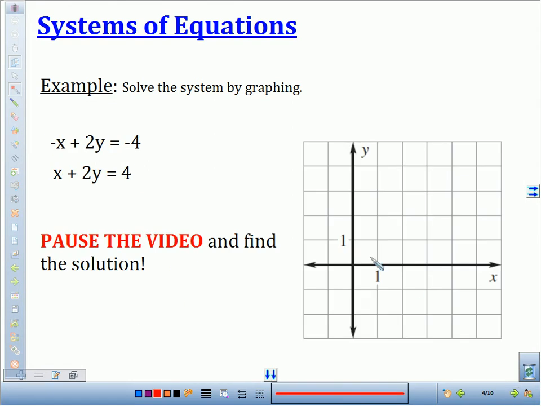Alright, I would like you to solve this system of equations by graphing. You're going to need to solve both equations for y. Then plot the points and see where they intersect. Pause the video, find the solution, and then unpause the video and see how you did.